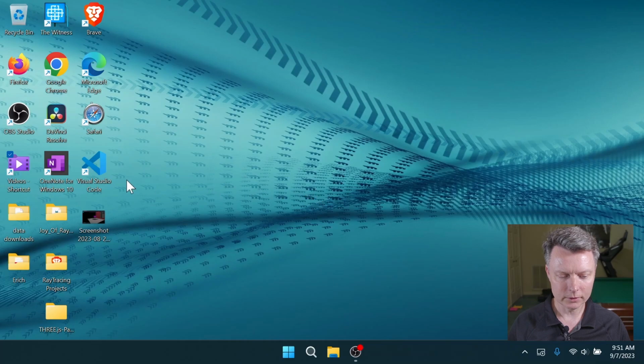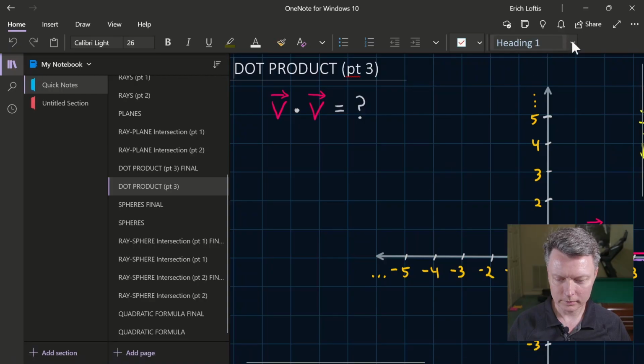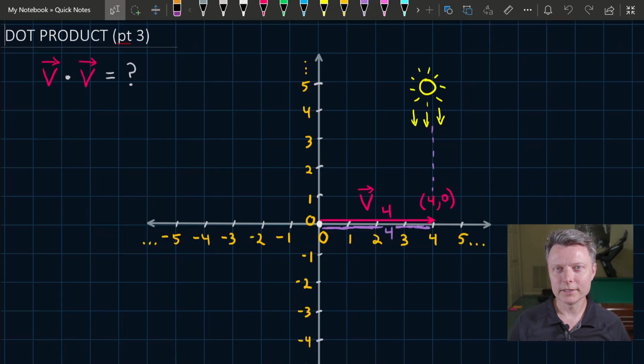All right, I'm going to go into my OneNote app here. So before we get into the technique of raycasting a sphere, we need to take a look at one more aspect of the dot product.